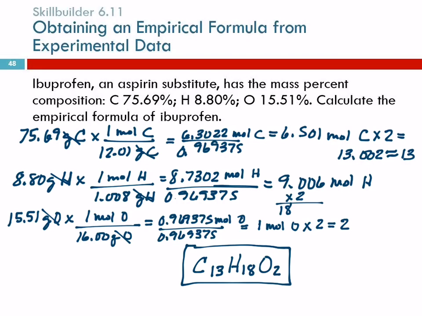I multiplied by 2 because 6.5 is not close enough to a whole number that I can round it. If you express that as a fraction, 6.5 is 13 halves. Right? You can do that on your calculator. 13 divided by 2 will give you 6.5. If I multiply that by 2, then I get a whole number instead of a fraction.